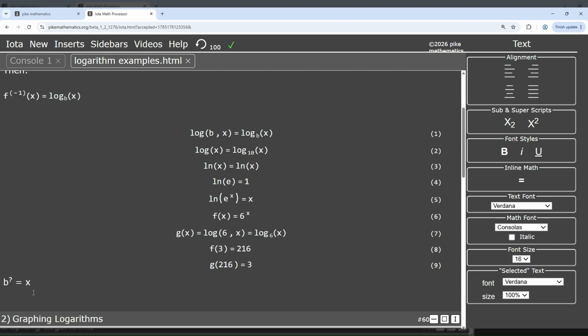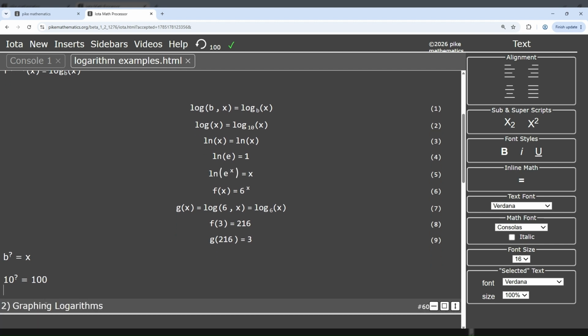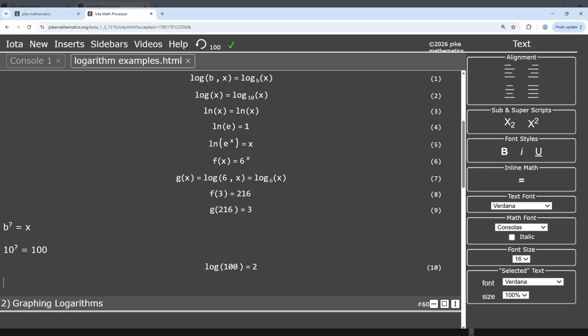So let's do some numerical examples. Let's say I was working with 10. Again, I'll use that text edit. And so now this might come a little more into focus. The question is 10 raised to what power equals 100? Well, that's 2. 10 squared is 100. And we can demonstrate that by taking the logarithm of 100. There you go. Let's do one more example.